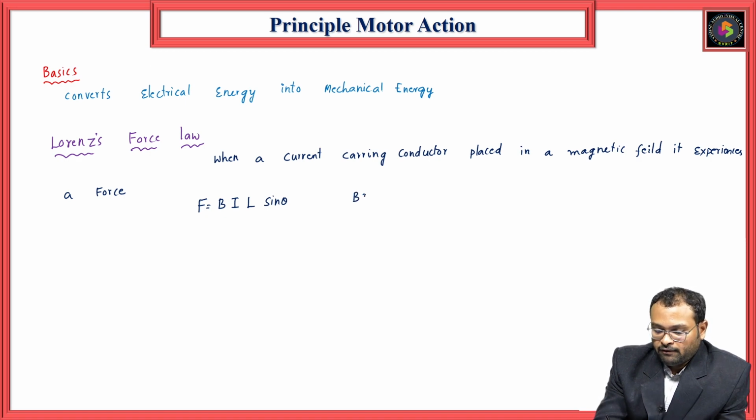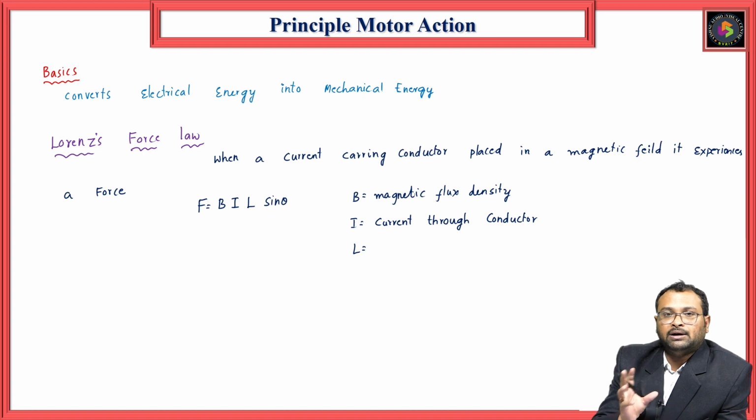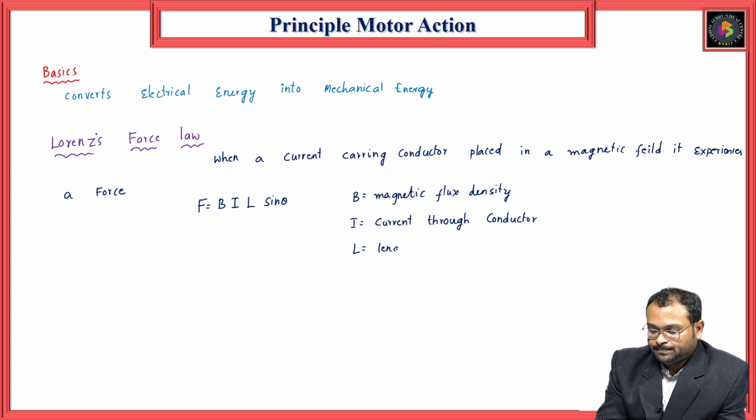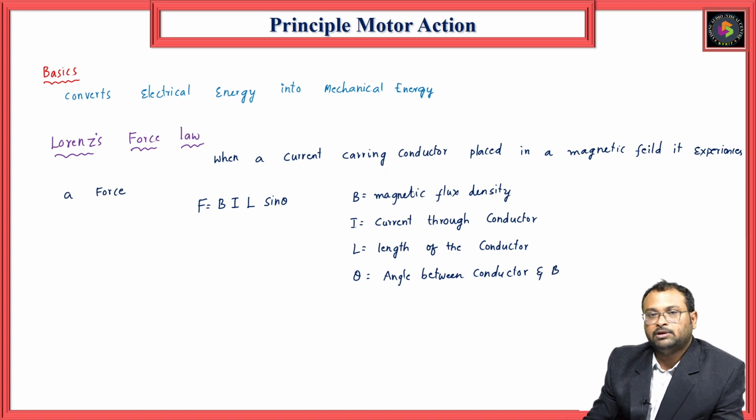What is this BIL sin theta? Where B is the magnetic flux density, and I is the current through the conductor. And L is the length of the conductor, because only the active sides will participate. As in the generator action, only the active sides participate in the energy conversion. So this is the length of the conductor. And what is theta? The angle between the conductor and the magnetic flux density B.